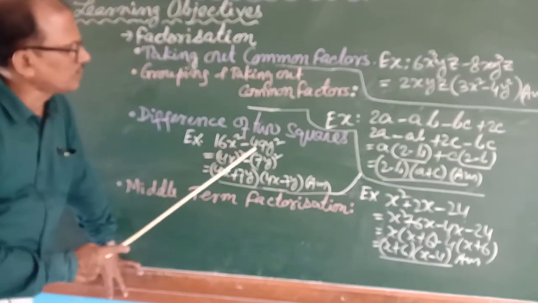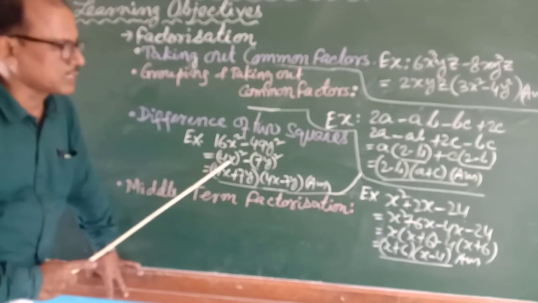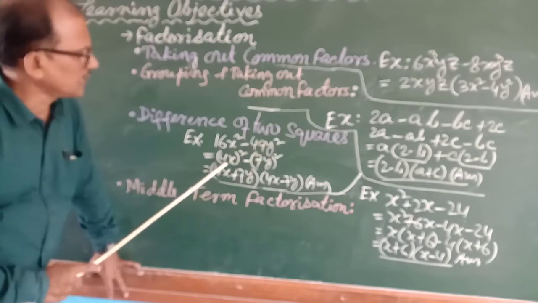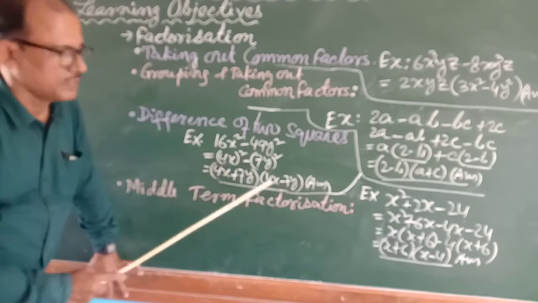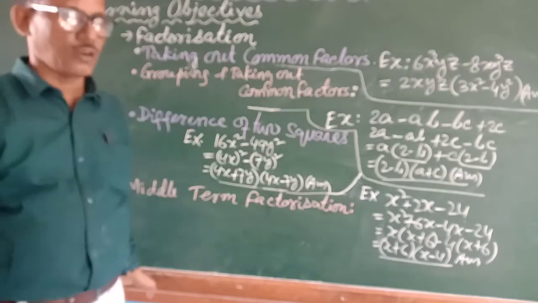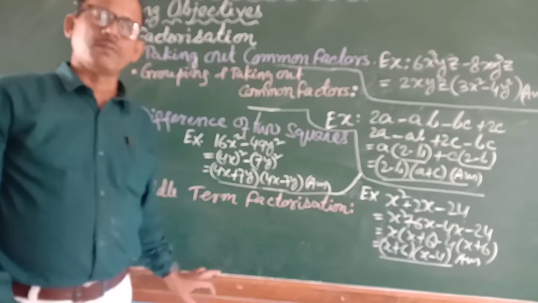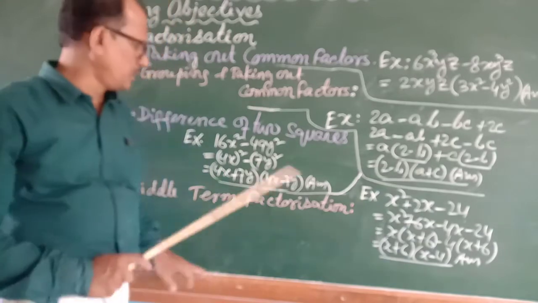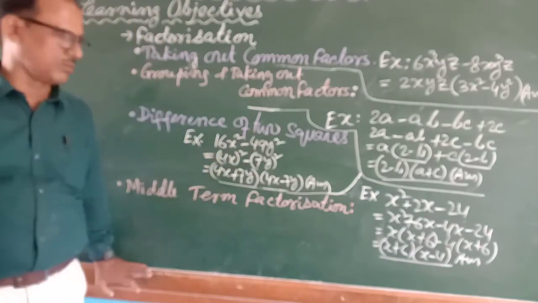Here 16x square minus 49y square. 16x square can be written as 4x square minus 7y square. So this is a, this is b, a plus b into a minus b. So it will be as a plus b into a minus b. So difference of two squares can also be factorized with the formula a square minus b square is equal to a plus b into a minus b. Before you do it, you will have to find out what is a and what is b. In this case, a square and b square are given. A is 4x, b is 7y. That is what you will need to do.